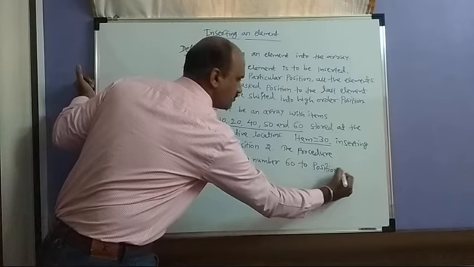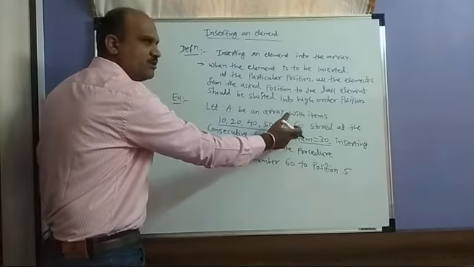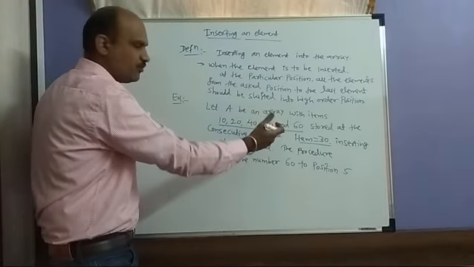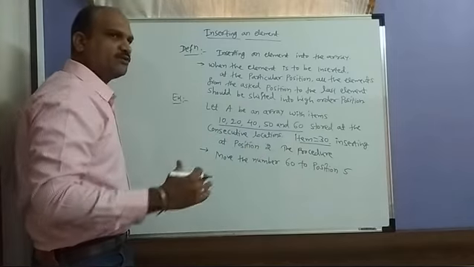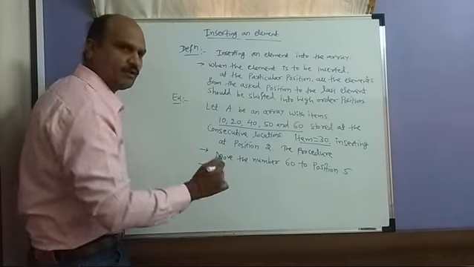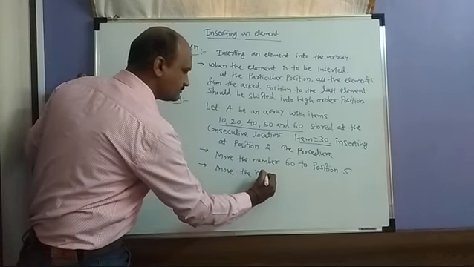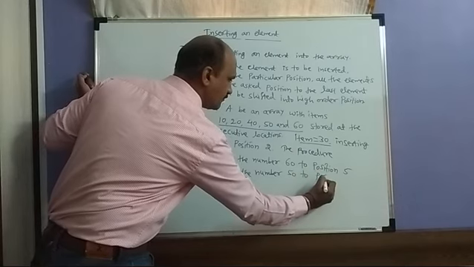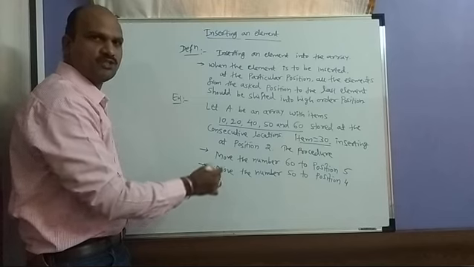To the position 5. See, it is 0, 1, 2, 3, 4. So now the order of the elements is 0 to n minus 1, that is 0 to 4. What I did is move the number 60 to the position 5. Then I will move the next number, 50, to the position 4.